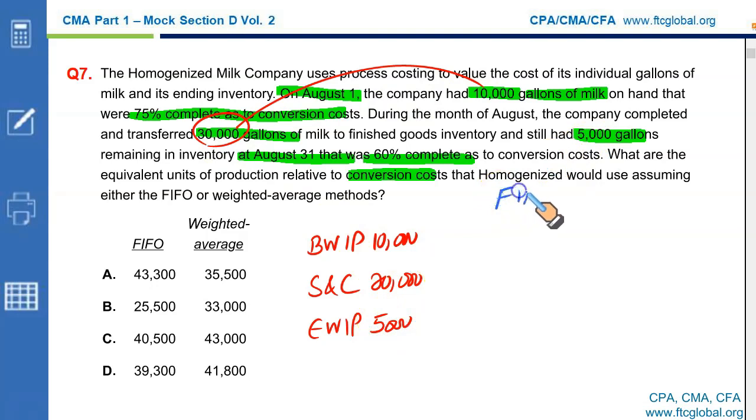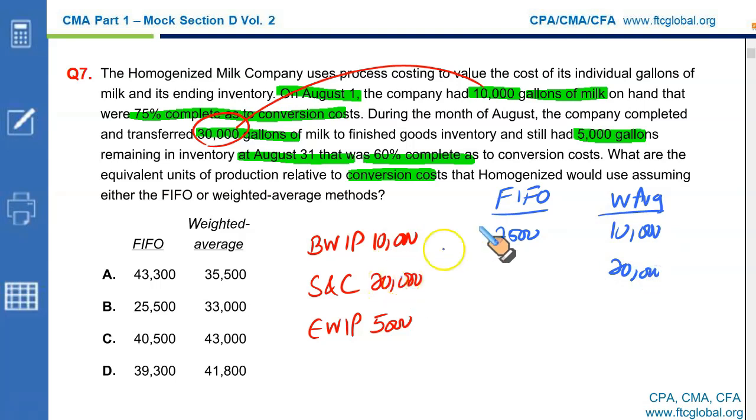So under FIFO and under the weighted average method, you need to calculate the equivalent units for conversion cost. Now listen, under FIFO, these 10,000 gallons of milk already had 75% of conversion cost incurred. We just added 25% of conversion cost during the current period, so it's going to be 2,500. For weighted average, beginning work in process and started and completed is always 100%. And for FIFO, you also know, started and completed is always 100%.